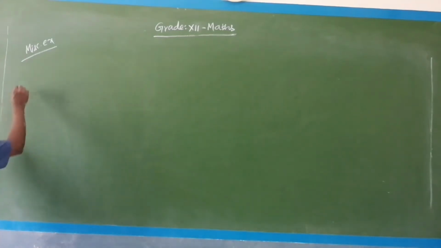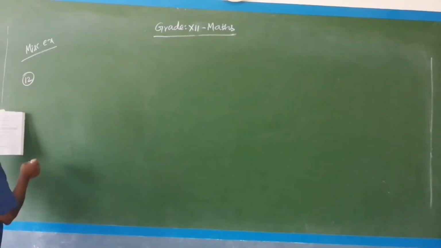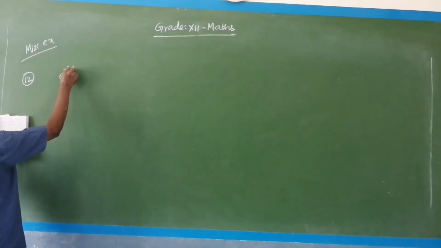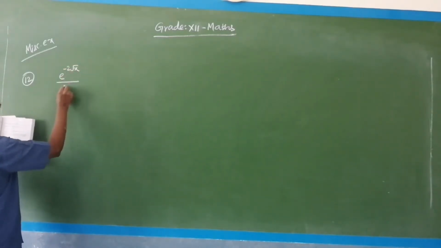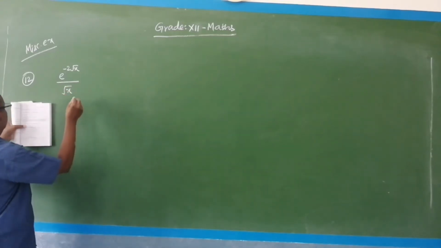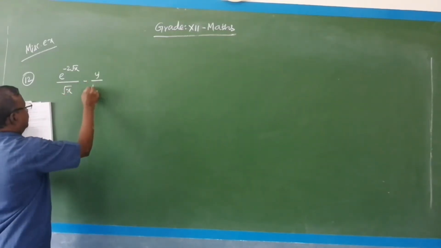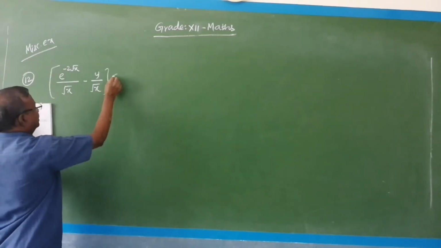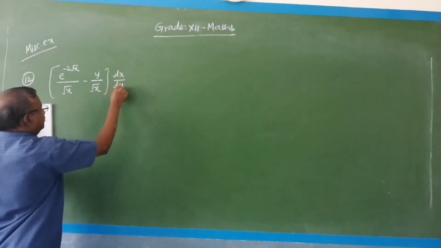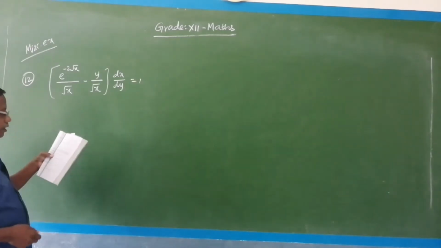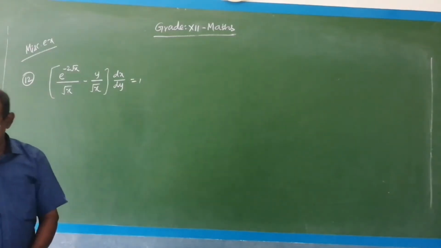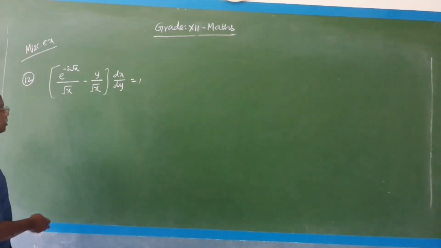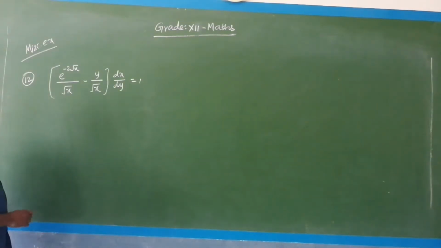Question number 12. Solve the differential equation (e power minus 2 root x divided by root x, minus y by root x) into dx by dy equal to 1, such that x is not equal to 0. When x equal to 0, these are all undefined. So x is not equal to 0.